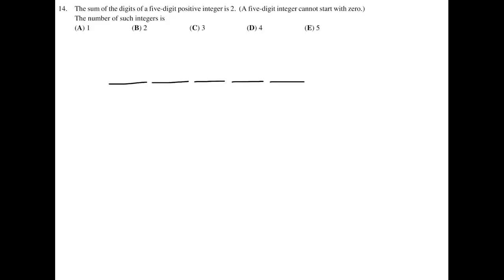You've got a 5-digit positive integer, and the sum has to be equal to 2. Well, we tried the 1 with all zeros, and that didn't work. So how about if we tried 2 ones like that? Is that a 5-digit integer? Yes, it is. What is the sum of the digits? Well, 1 plus 0 plus 0 plus 0 plus 1, the sum of the digits is indeed 2. So this is one possible integer. How many are there?